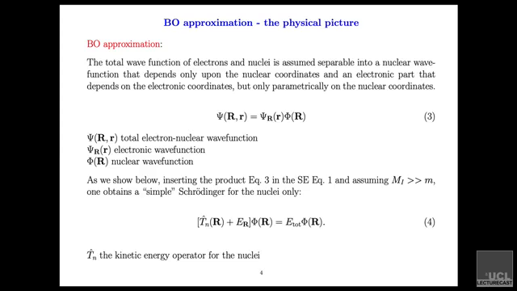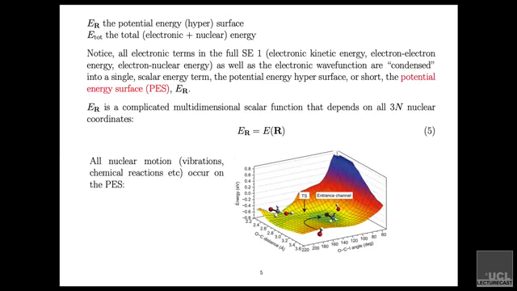So now what happened to all the electronic terms, to the electronic wave function, to the kinetic energy of the electrons, to all the interaction terms? Well, they are all folded effectively into this potential energy surface, E(R). So the effect of all of that is contained in that potential energy surface.